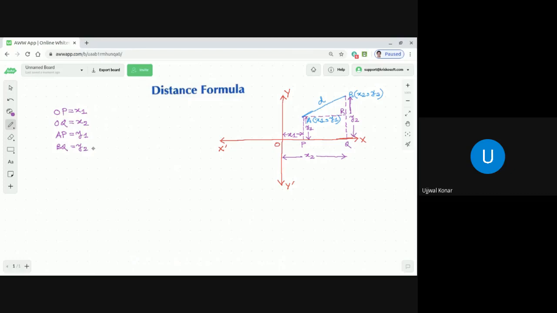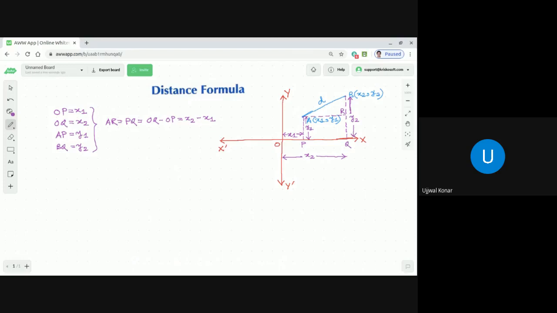Now from this information, dear student, we can find the value of AR. What is AR? AR is equal to PQ. And what is PQ? PQ is nothing but OQ minus OP. What is OQ? OQ is x2, and OP is nothing but x1. So from here we get the value of AR is equal to x2 minus x1.